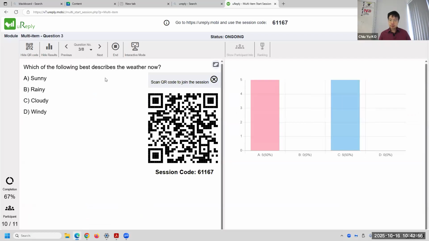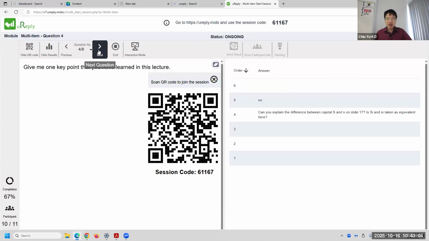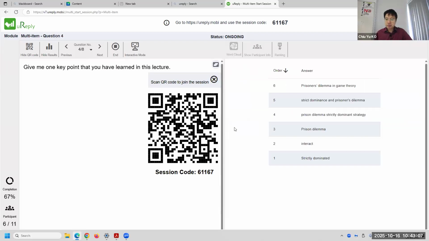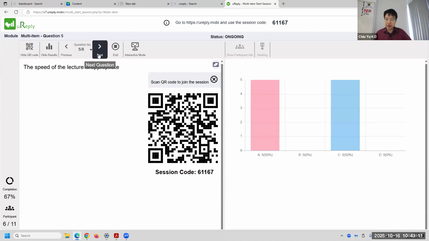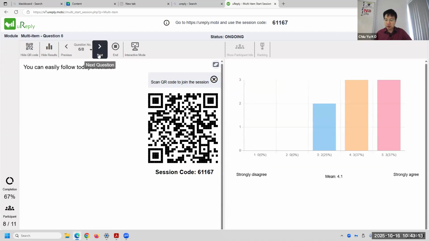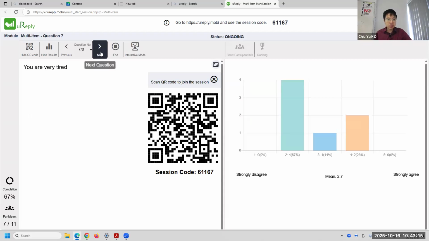Okay. It's partially cloudy, partially sunny, so that's right. Yeah, prisoner's dilemma, yeah, that's right. And strict dominance, although that's very simple. And overall it's okay. Okay, that's good.